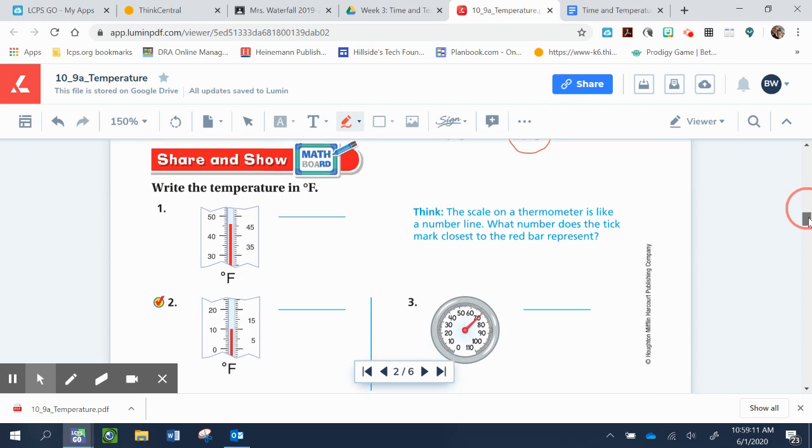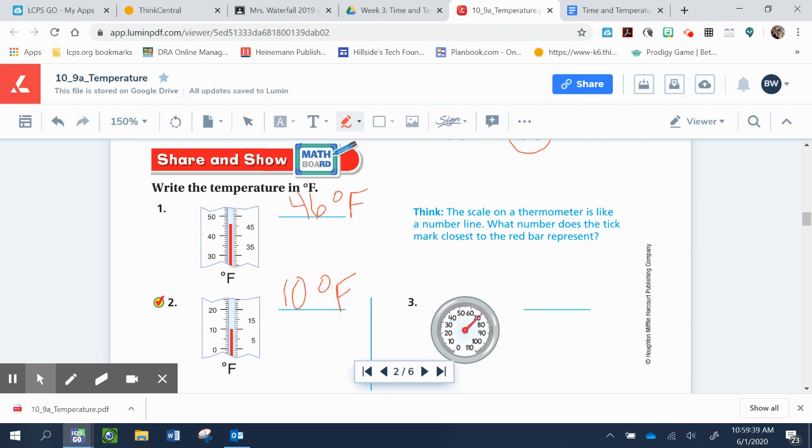All right, so write the temperature in degrees Fahrenheit for these thermometers. We're going to look here. This says 45, and so for me, it looks like this one is going to be 46 degrees. Make sure you have your little degree sign, Fahrenheit. Number 2, it looks directly at 10 degrees Fahrenheit.